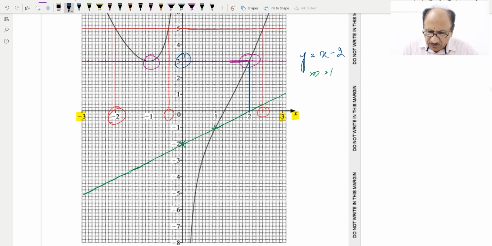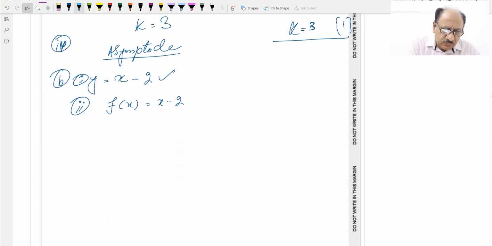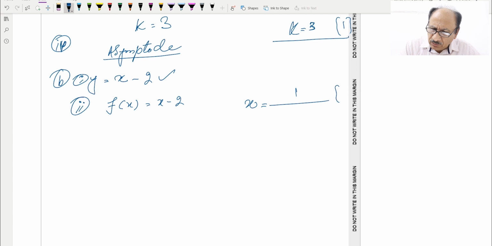The solution, if we check, is the point of intersection, which will be at x is equal to 1, this point. So the solution will be x is equal to 1. So we can give the x value, this will be 1. This is also a 1 mark part which we have done. And by the way, drawing the straight line was a 2 marks part which we have already drawn.